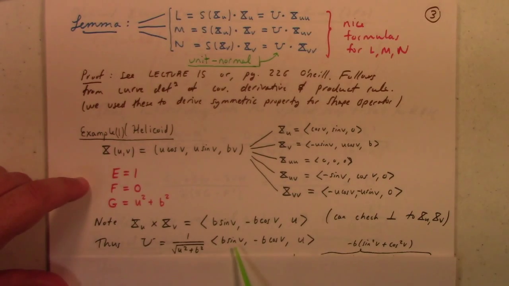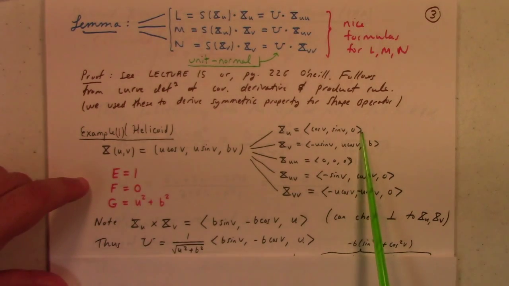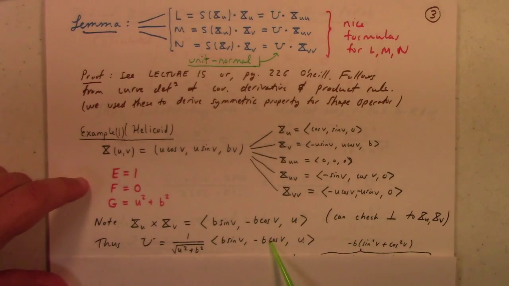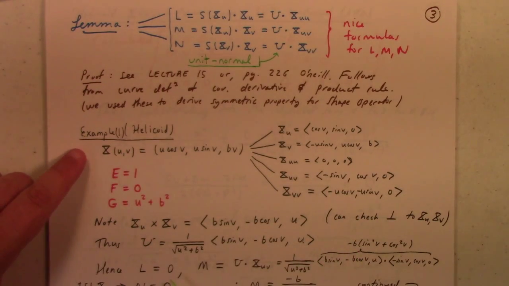Of course, I always like to check the dot product of this with that gives me cosine sine minus sine cosine plus 0. Hey, that's 0, that's good. And then for the XV dot this, I get UB sine squared minus UB cosine squared, so that gives me a minus UB, and then I get a plus UB from the z components dot product. So yeah, U is perpendicular to the partial velocities as it ought to be. And so once I have U, then I can calculate the L, the M, and the N. L being 0 because XUU is 0. M works out to minus B over W. And N is 0 because the unit normal is perpendicular to the XVV in this case.